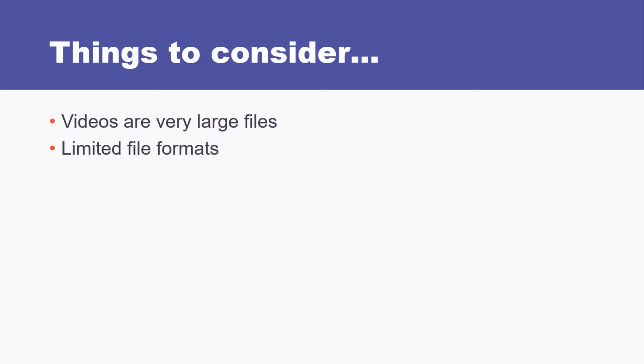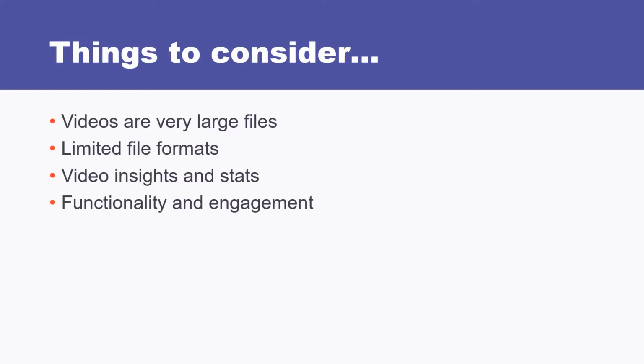The next is loss of video stats. This is a pretty big one, especially for marketers. Video platforms like YouTube provide a lot of stats and data on your videos, like views and engagement metrics. So by hosting a video on your website, you could be losing out on these really crucial stats. The next thing to consider is the functionality and engagement. Essentially, you're limited to the video player on your website, whereas a video platform like YouTube has a lot of video player functionality and provides easy ways for viewers to share the video.